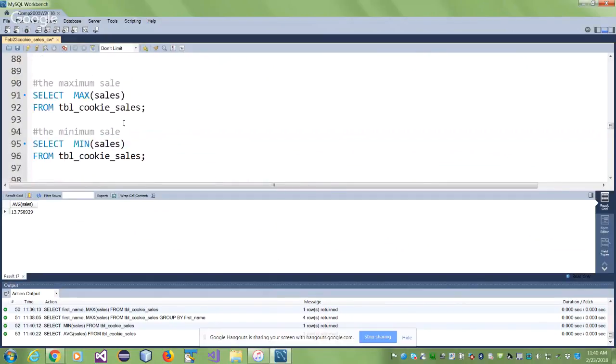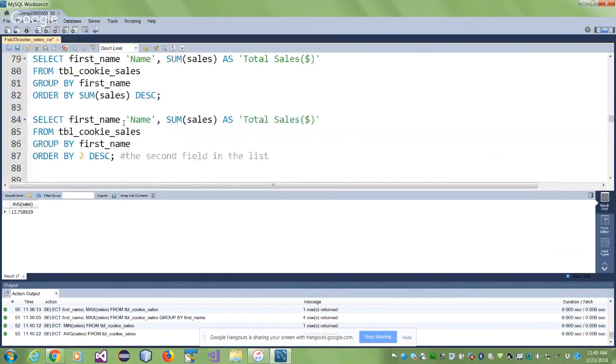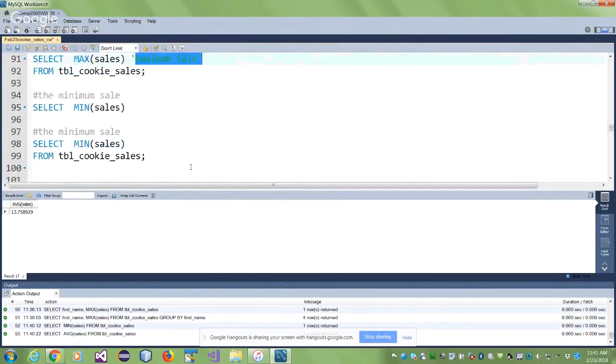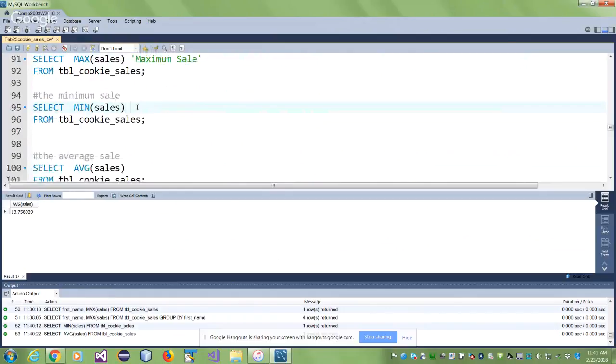Oh, and you know what? What am I missing? I'm missing my good names. So let's do the good names. Oops, caps lock is on. So let's give some names. So we'll call it maximum sale here. We'll call it the minimum sale here. You can put AS if you like.